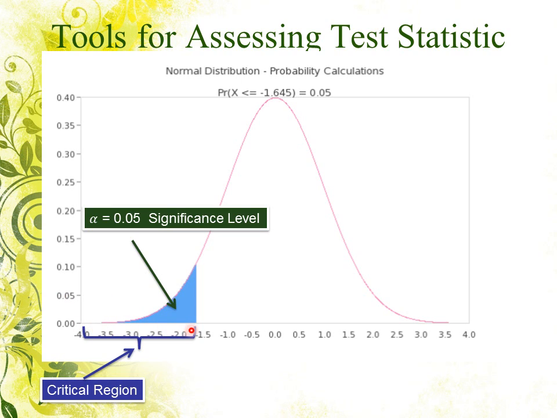It looks like from about negative 1.645 maybe on down below. So our critical value then is 1.645. Even though we're in the negative region, for calculation purposes, we're going to use a positive 1.645.